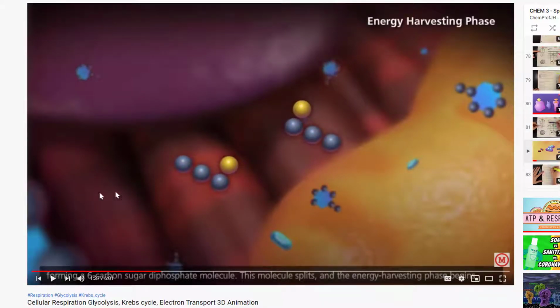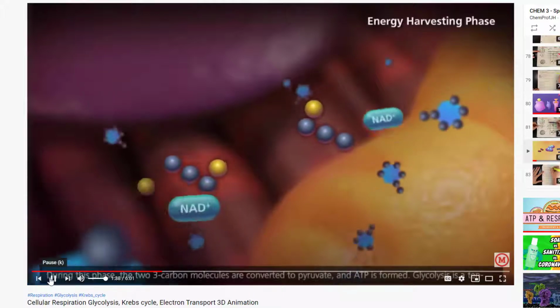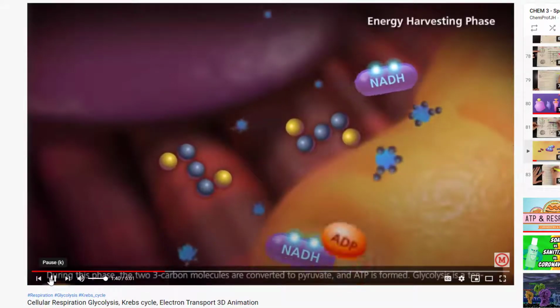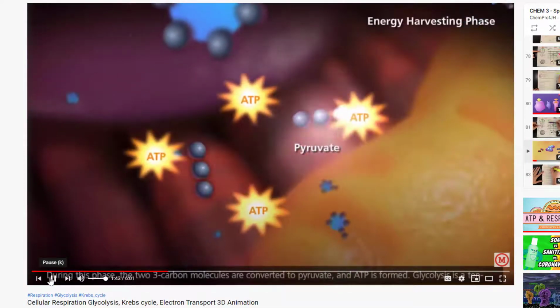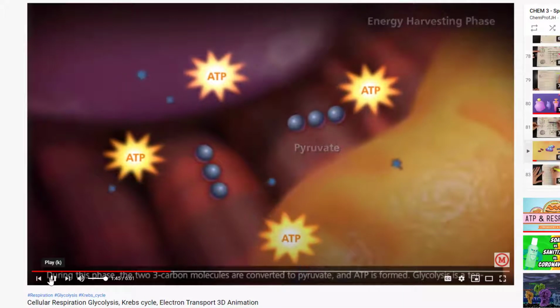So we saw the energy investment was putting the phosphates on, and now we've got energy harvesting, or production, where we're going to get energy back out. During this phase, the 2 3-carbon molecules are converted to pyruvate, and ATP is formed. Notice it took 2 ADPs initially during investment, and then I'm getting 4 ATPs out now, so that's a net of 2 ATPs, right? If it cost me 2, but I gained 4.